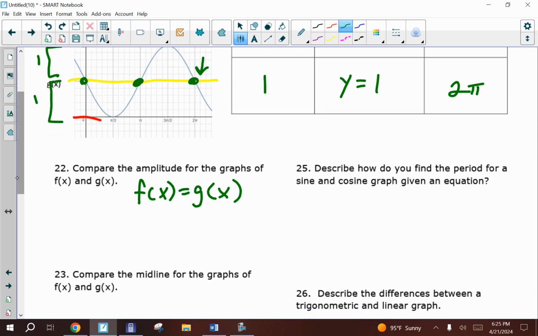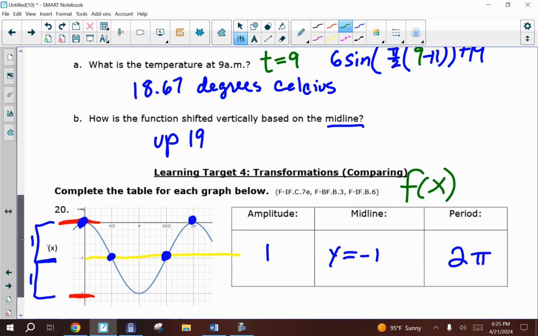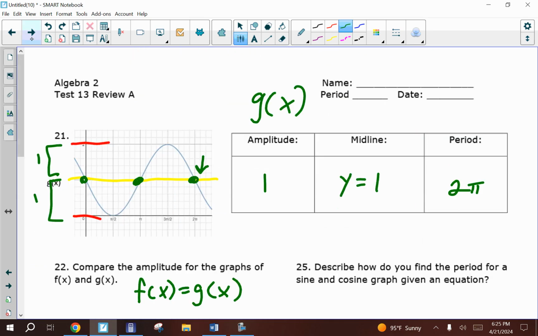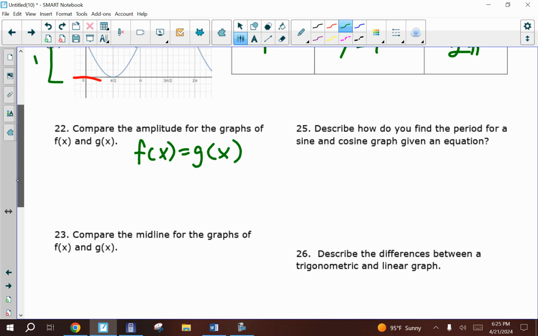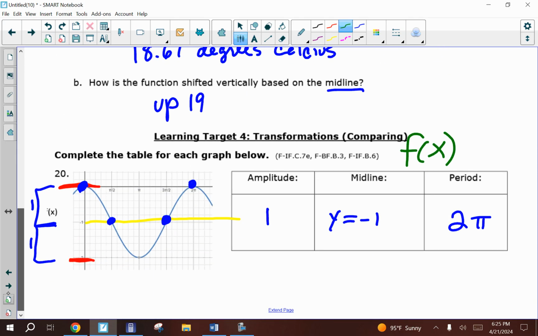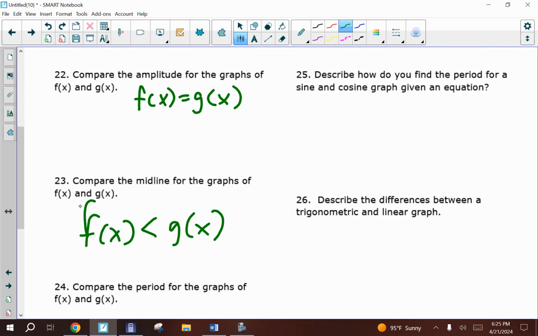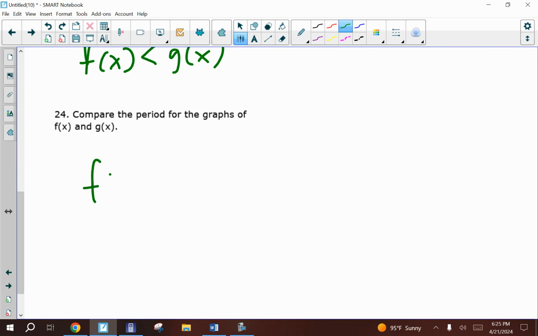Number 23, compare the midline. The previous one, f of x, had a midline at -1, and g of x had a midline at +1. So f of x is smaller than g of x. Then it says compare the periods. This one had a period of 2 pi, and this one also had a period of 2 pi. So that means f of x is equal to g of x, since their periods were exactly the same.